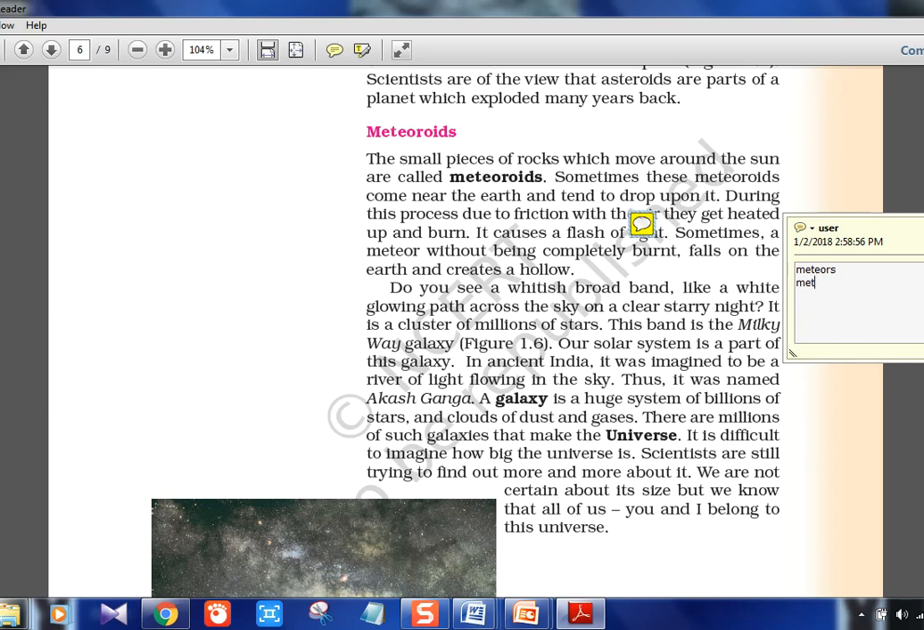Meteoroids are there, meteors are there, meteorites are there. Okay, so what is the difference?